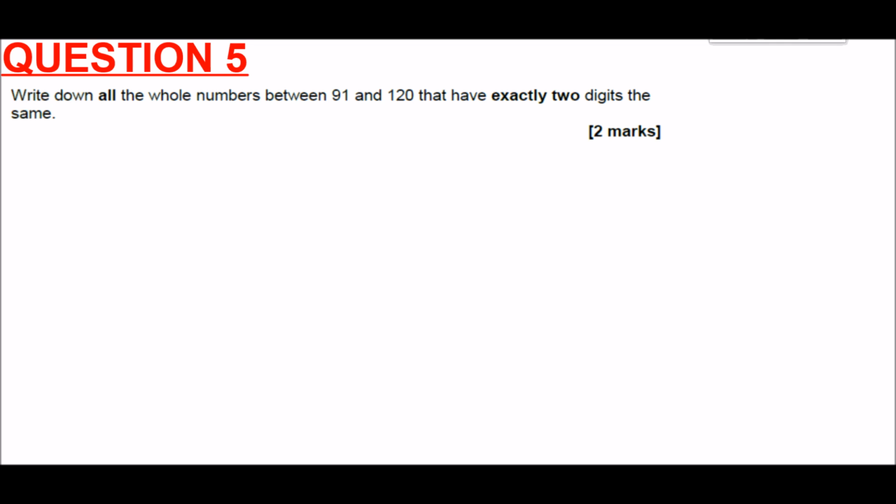Question 5, a slightly trickier one, given by the fact it's 2 marks, not just 1 like the previous ones. Write down all the whole numbers between 91 and 120 that have exactly 2 digits the same. So what I'd suggest we do is just write down all the numbers between 91 and 120, pardon me. So what we're after here is the numbers which have exactly 2 digits the same.